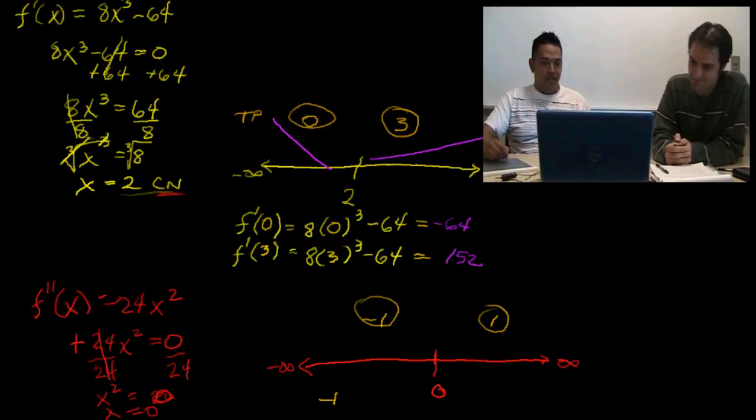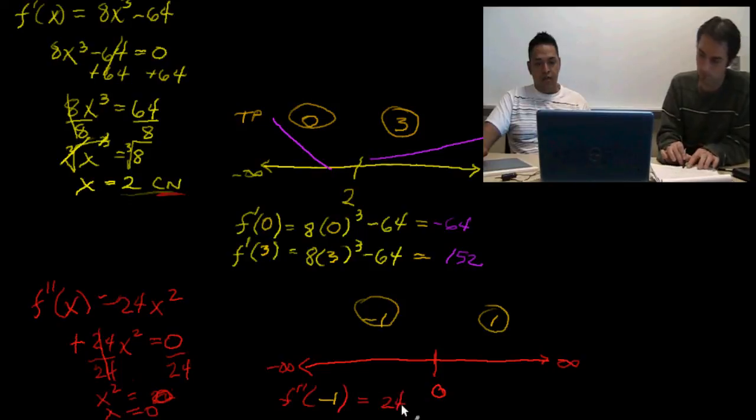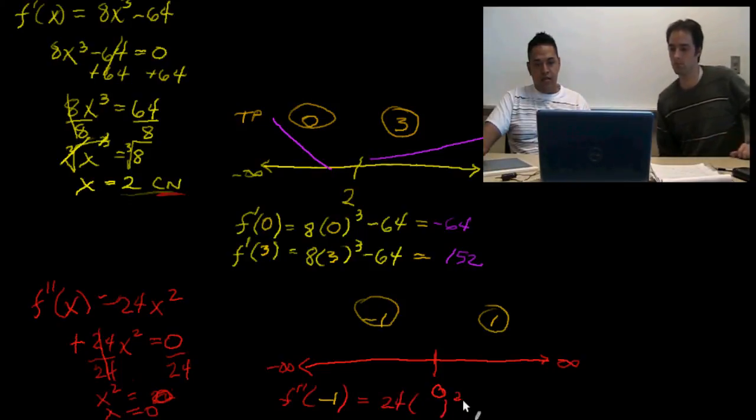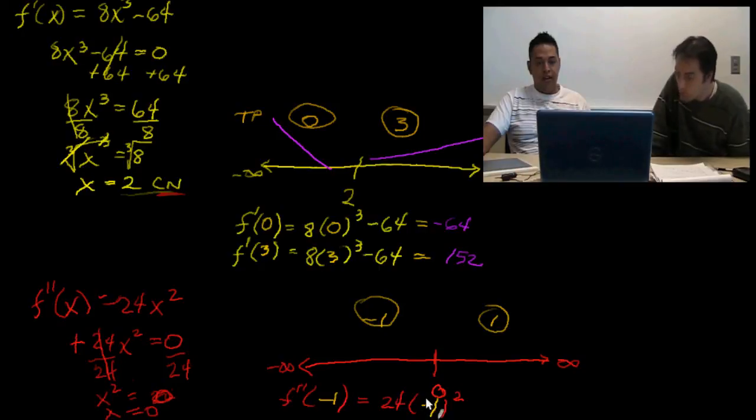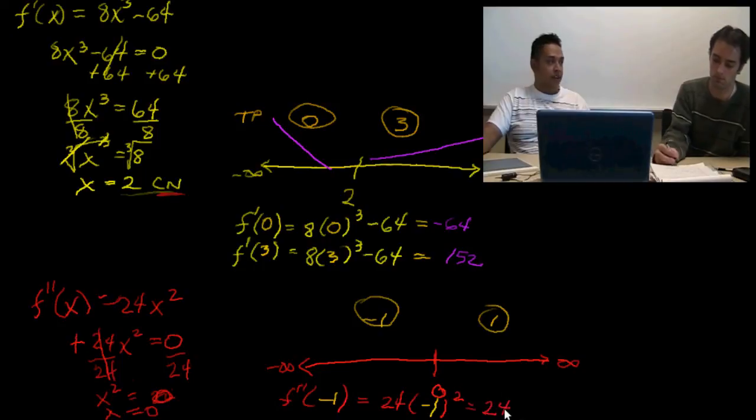So this is going to be negative 1. We're going to plug that into our second derivative. What is that going to be? What's 24 times negative 1? So we're going to first square negative 1. That's going to become a positive 1. And that's going to be positive 24. For both cases. So we're going to be concave up from this region, from negative infinity to 0.